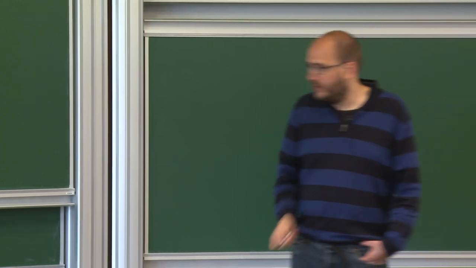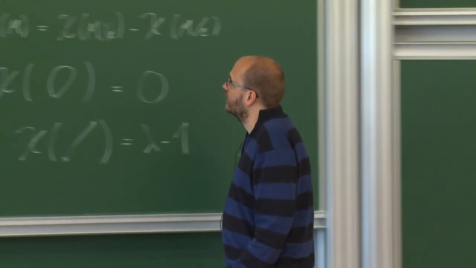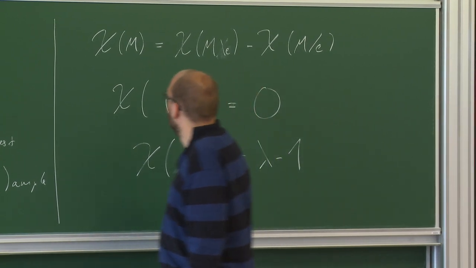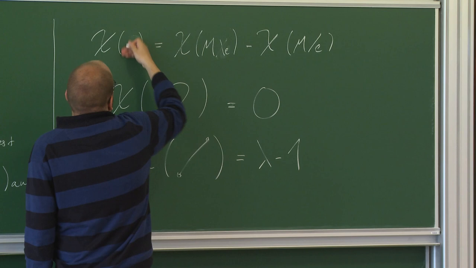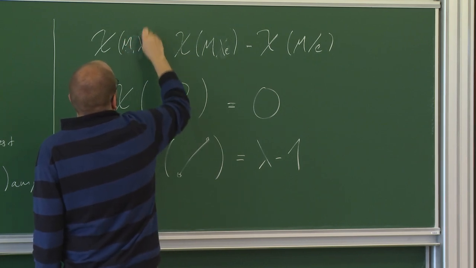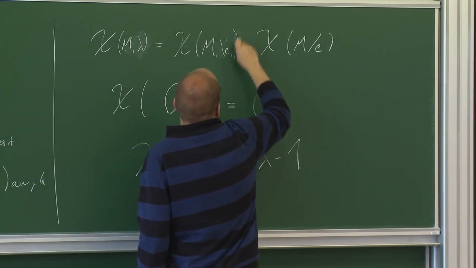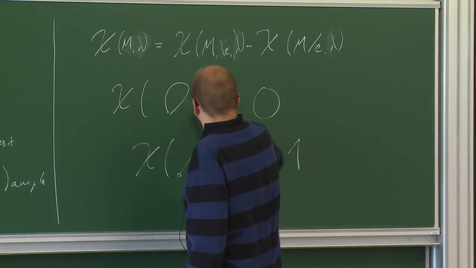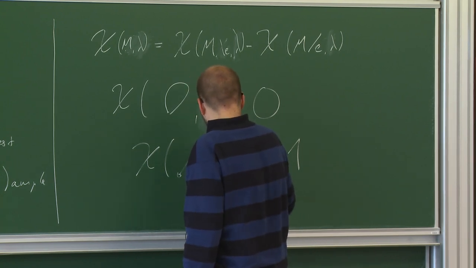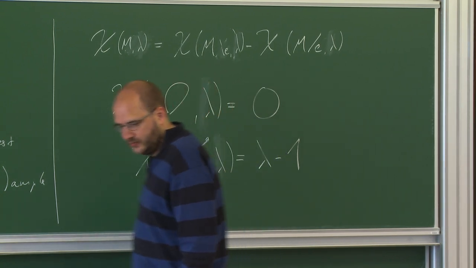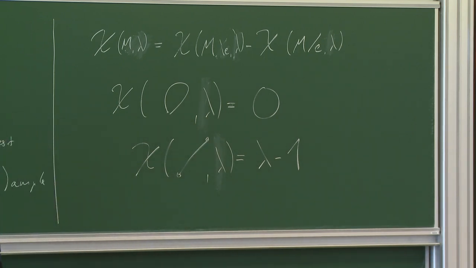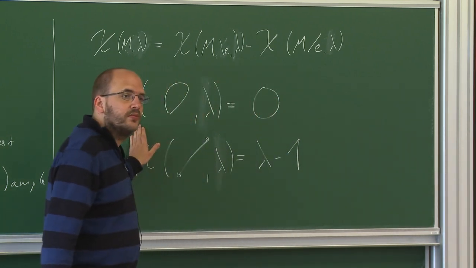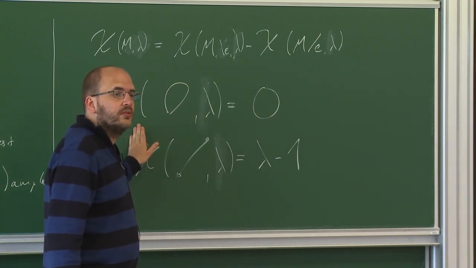Where is the lambda intervening? Lambda is the variable. The characteristic polynomial is a polynomial in lambda. And your relation up there defines it inductively, starting from these two. But all those are matroids?